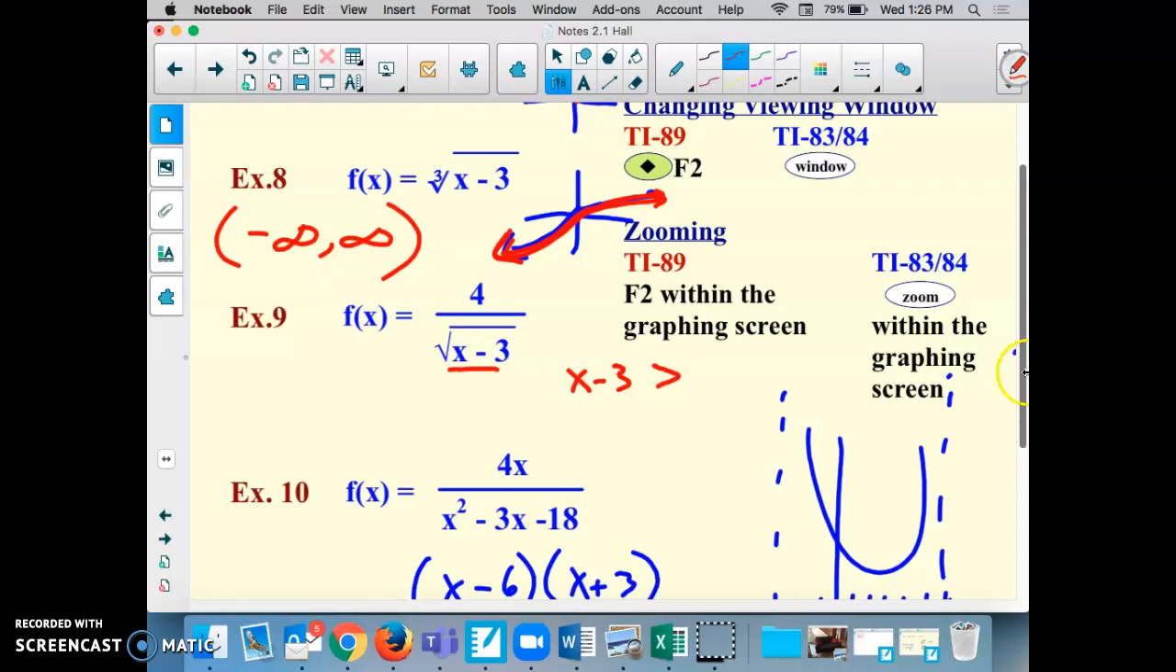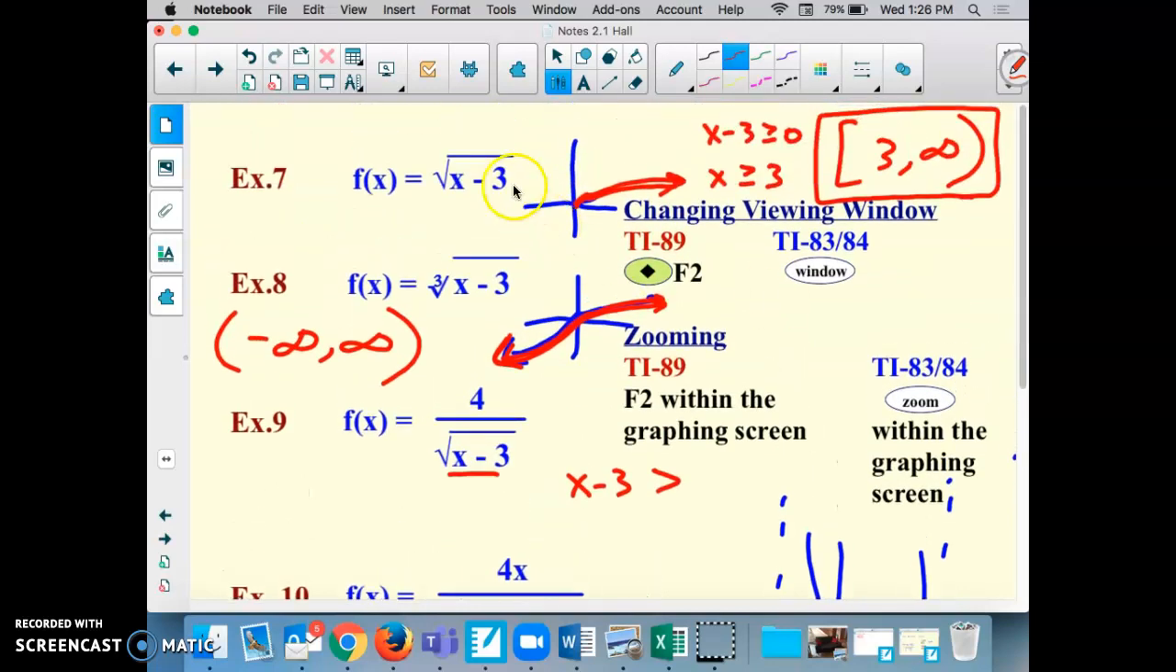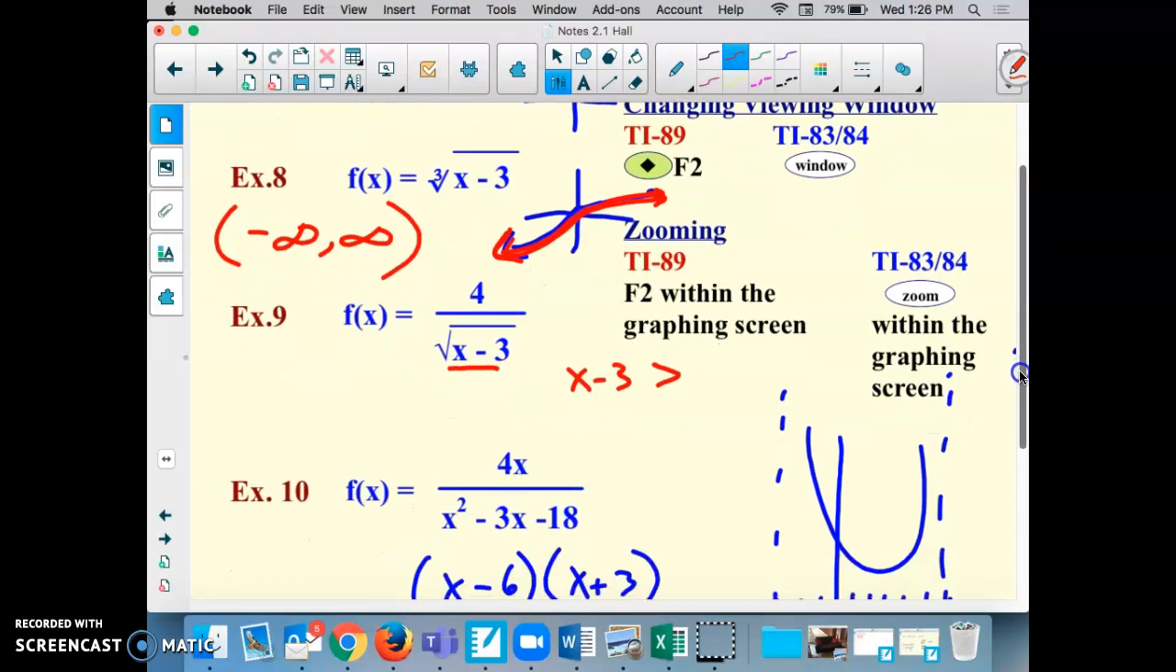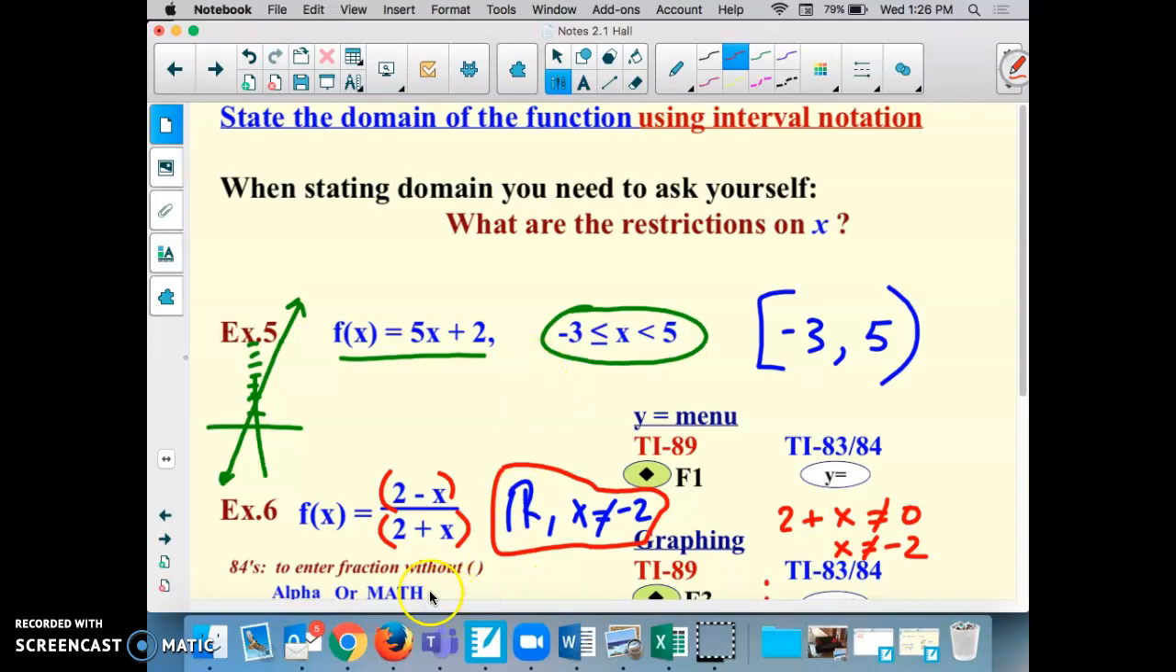So now we have two things coming involved. Like the first one up here, the square root of x minus 3 had to be greater than or equal to 0 because 0 was good on that one. But on example 9, it still has to be x minus 3, but it can't be 0 because of this fraction. So it's a combination of example 7 and the fraction example 6.